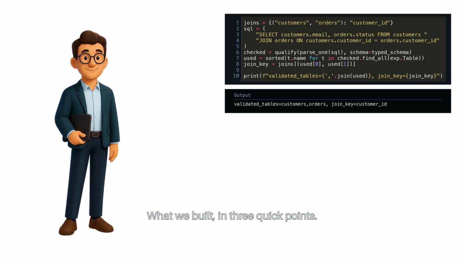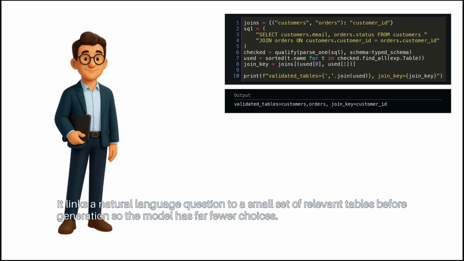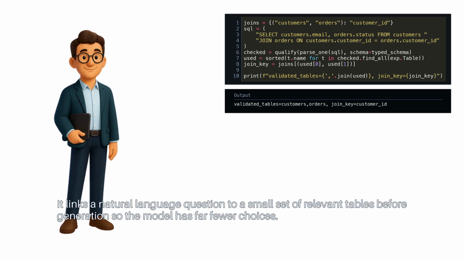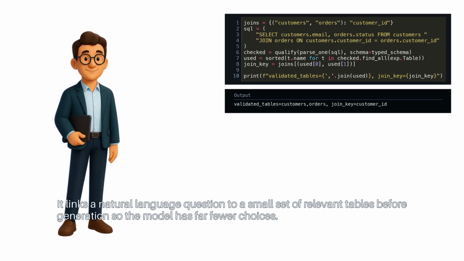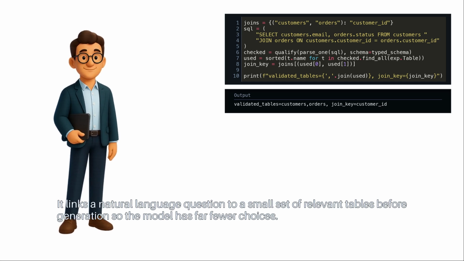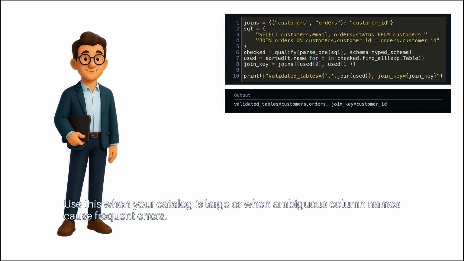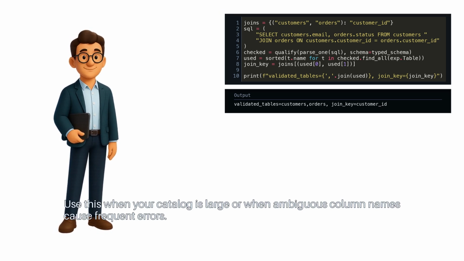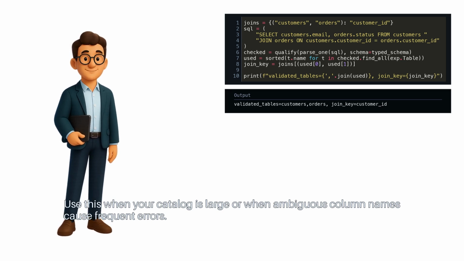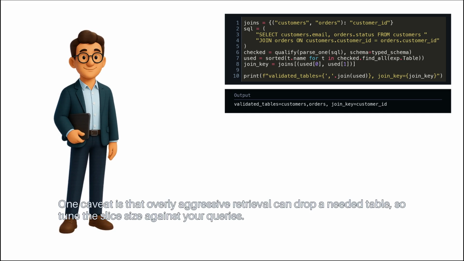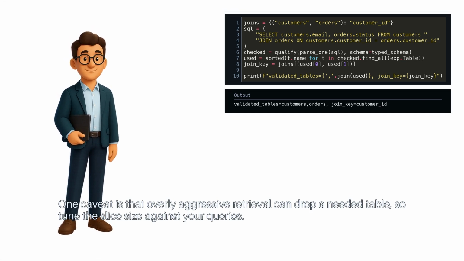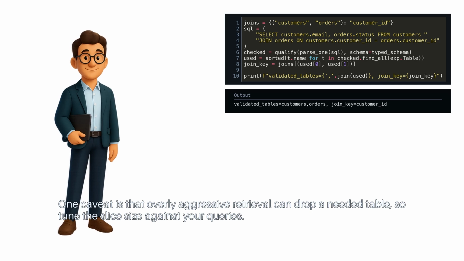What we built in 3 quick points. It links a natural language question to a small set of relevant tables before generation, so the model has far fewer choices. Use this when your catalog is large or when ambiguous column names cause frequent errors. One caveat is that overly aggressive retrieval can drop a needed table, so tune the slice size against your queries.